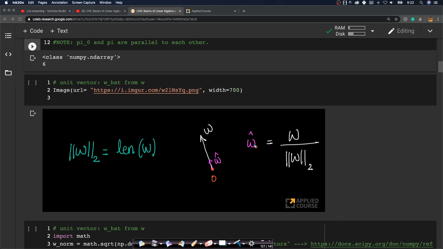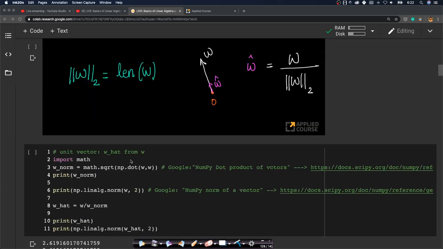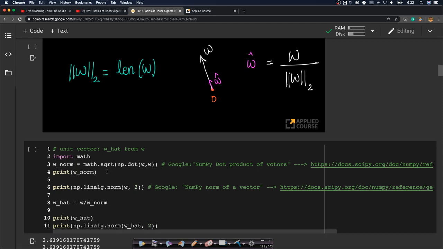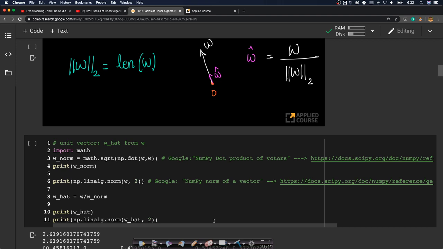So you have W hat equals W by norm W. Basically, this is the equation. Now how do we implement this in code? It shouldn't be very hard. It's actually fairly simple. Let me implement it myself from first principles using this definition. I'll also implement it using an inbuilt function. Let me show you both. Cool, so let's go step by step first.